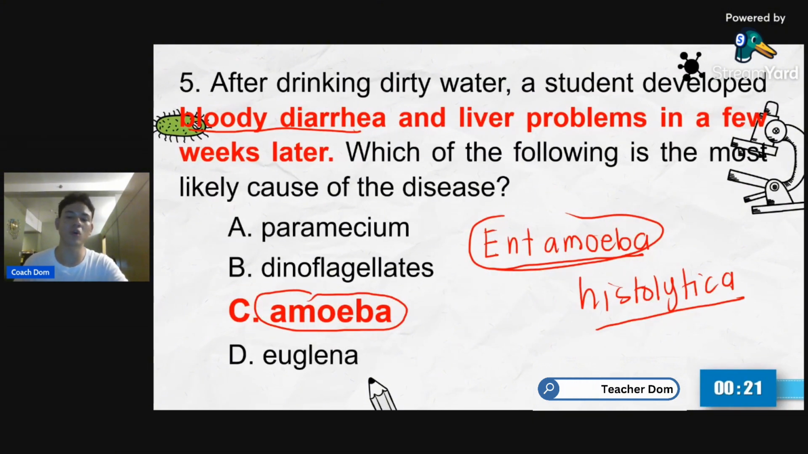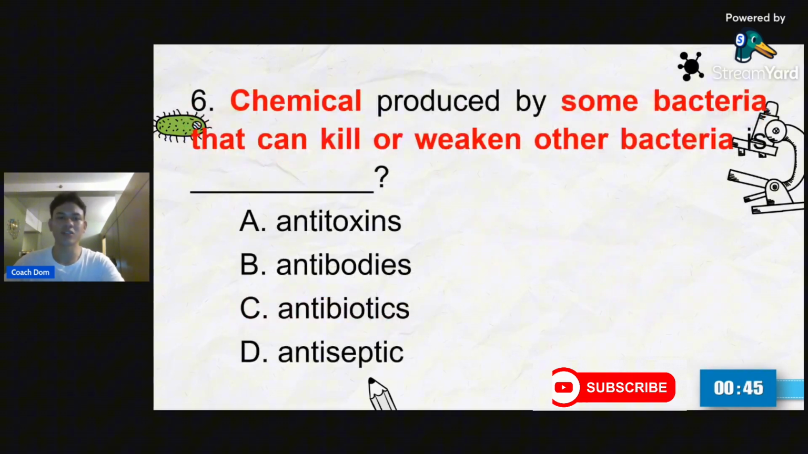This is a microscopic unicellular protozoan. When you say microscopic, hindi mo siya makikita sa mga mata mo. You need to use a compound microscope or more than a compound microscope. So our answer here is letter C, amoeba. Next question, question number 6.